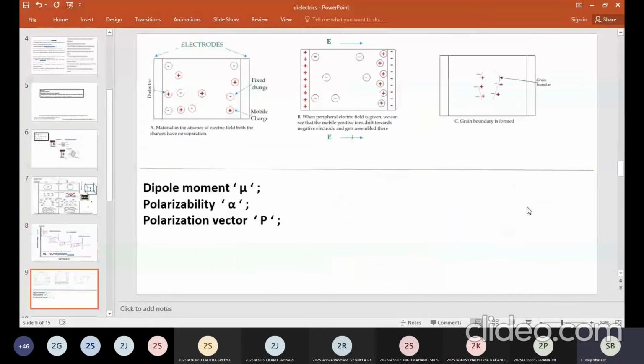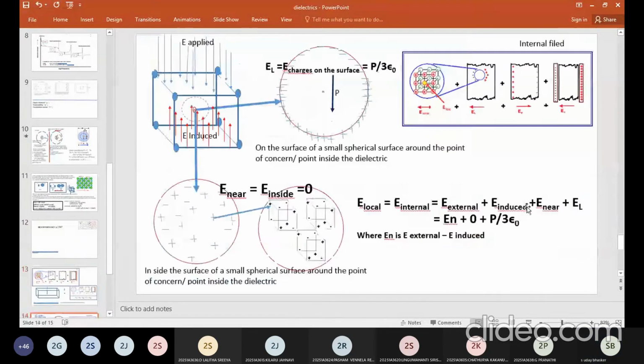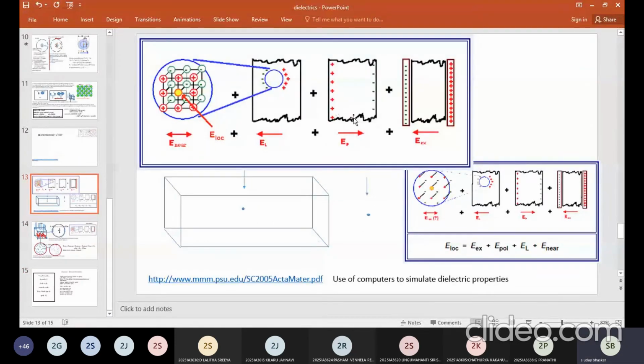So that is your induced electric field, which is opposite to the external electric field. Now what is this? This is this particular point. This particular circle, or blue circle, is nothing but this blue dot.